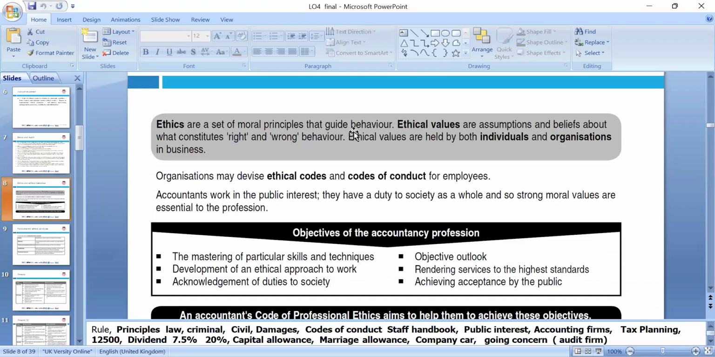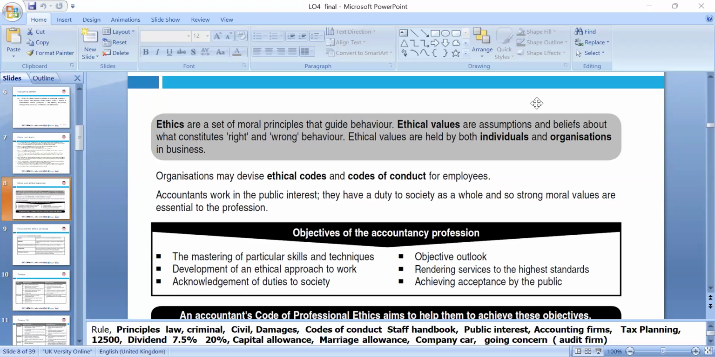Ethics are a set of moral principles. Ethics are the values of the organization and the individual, and in business the wider interest of society needs to be kept in mind as well. Ethics, the codes, and the code of conduct: accountants work in the public interest and have a duty to society, a duty of care and strong moral values. The objective of the accounting profession is not to line your own pocket, but to look at the wider interest of the stakeholders.